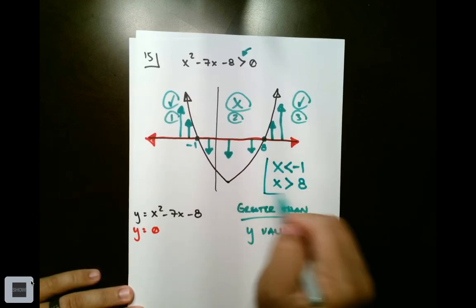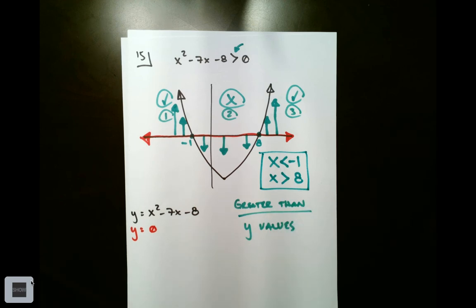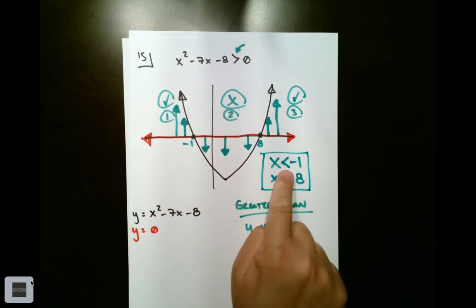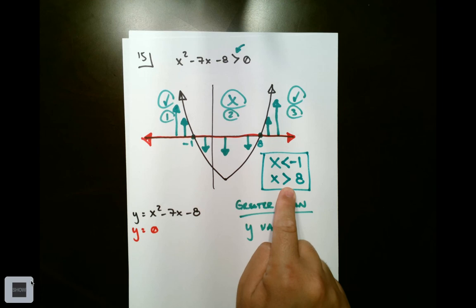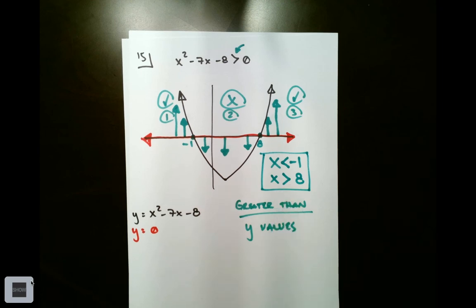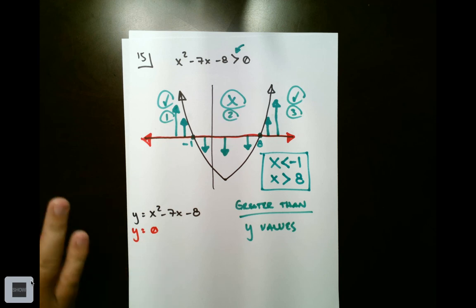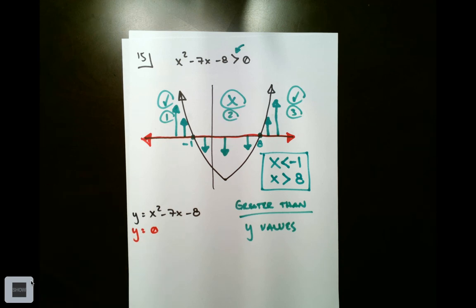So that would be my final answer: all my x values that are less than -1, all my x values that are greater than 8. All right, I know that was a lot of description. I won't go that deep into the rest of them, but I just wanted to really explain how you're deriving those answers from that picture.